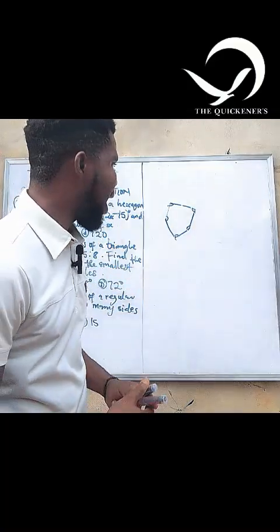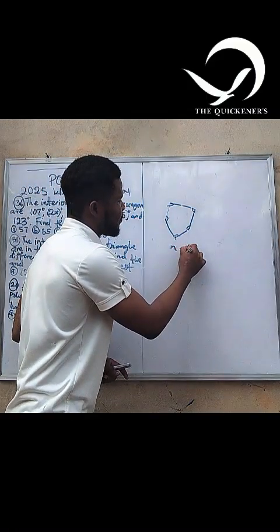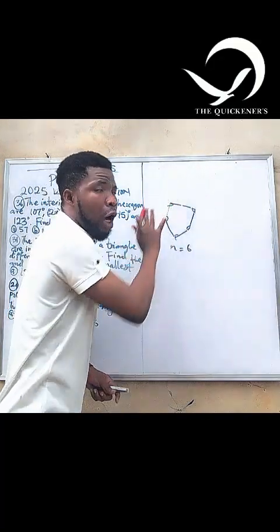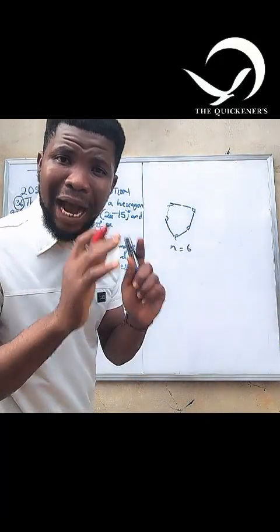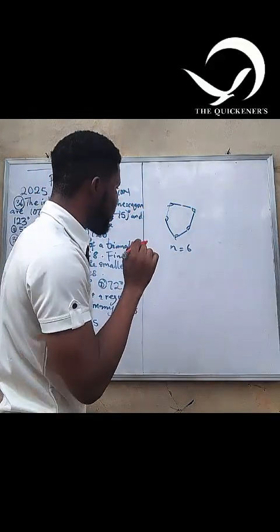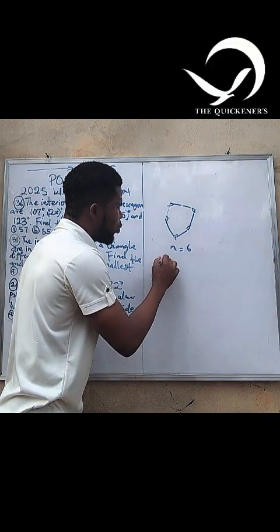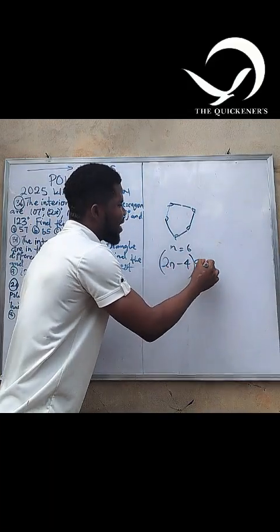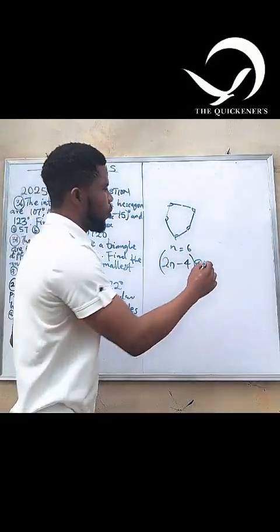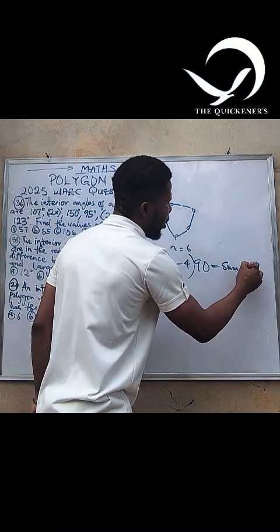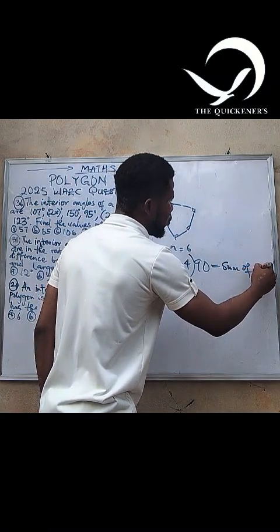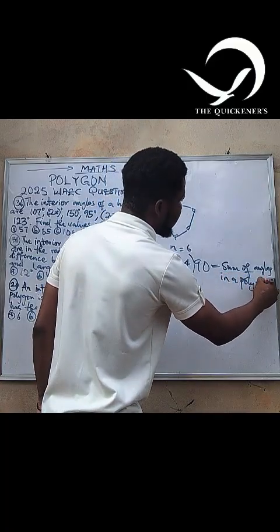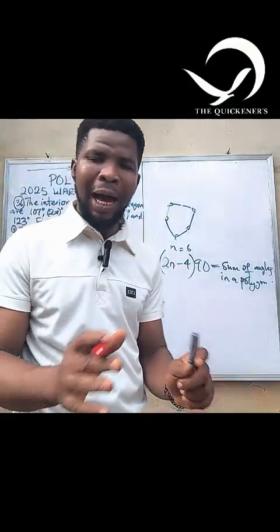So the formula, first of all, the number of sides for the polygon is n. And the formula for the sum of angles, the total of all the angles in any polygon, is 2n minus 4 multiplied by 90 degrees. This is the formula. So we call it sum of angles in a polygon, whether it is regular or irregular.